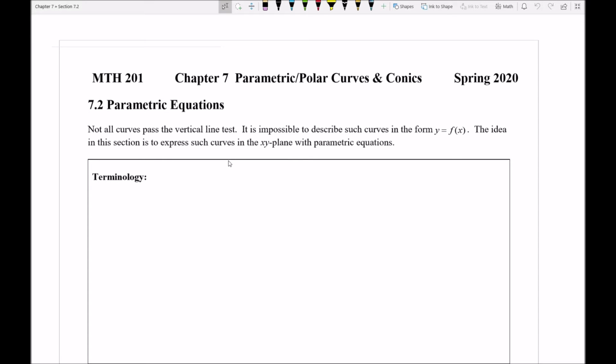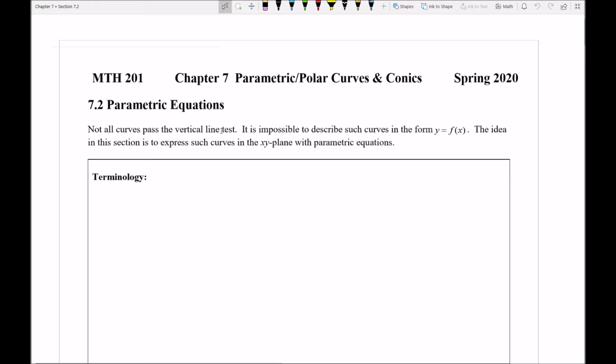Because all of the topics that we will talk about in this chapter, in Calc 2, are a two-dimensional variant of what you will expand upon in Calc 3. In Calc 3, you will enter the world of three dimensions and begin to discuss these same ideas in 3-space. So we begin here in 7.2 by making a pretty obvious observation that, as I state here, not all curves pass the vertical line test.